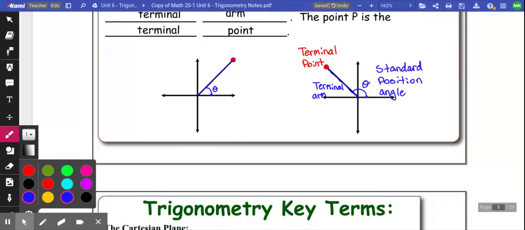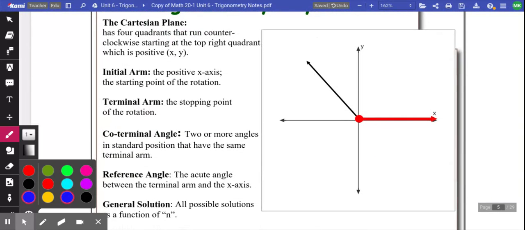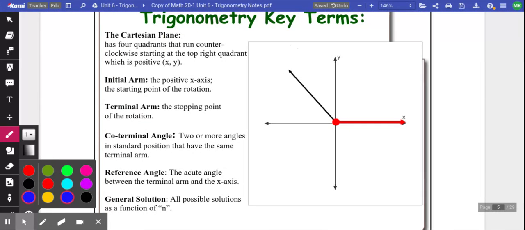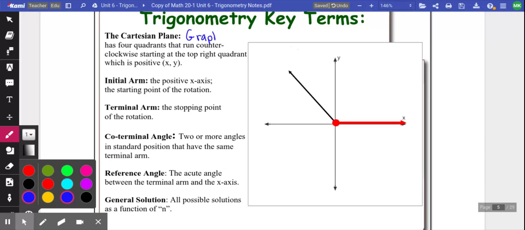Okay, a couple more definitions. Here we have a Cartesian plane. So a Cartesian plane just means a graph. We have an initial arm. That's a term we don't see a lot of, but initial arm is just the positive x-axis. So sometimes you'll read definitions that say the standard position angle is the initial arm to the terminal arm. It's the positive x-axis, it's the same thing. The terminal arm, we just discussed, is from the center of your graph all the way out to wherever you're pointing to. So in this case, it would be this one right here in blue. That is my terminal arm.